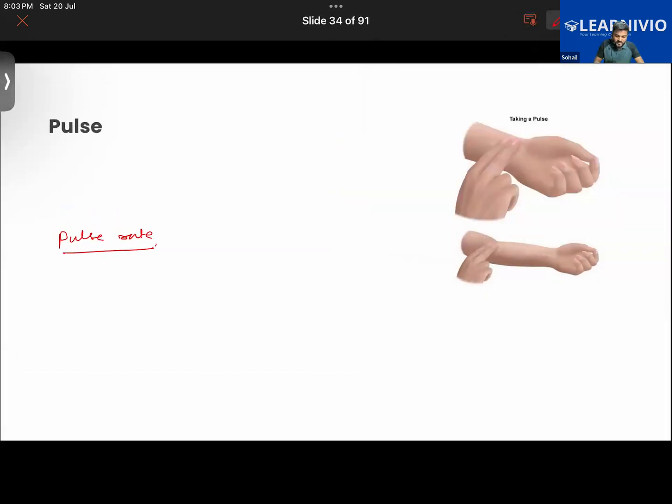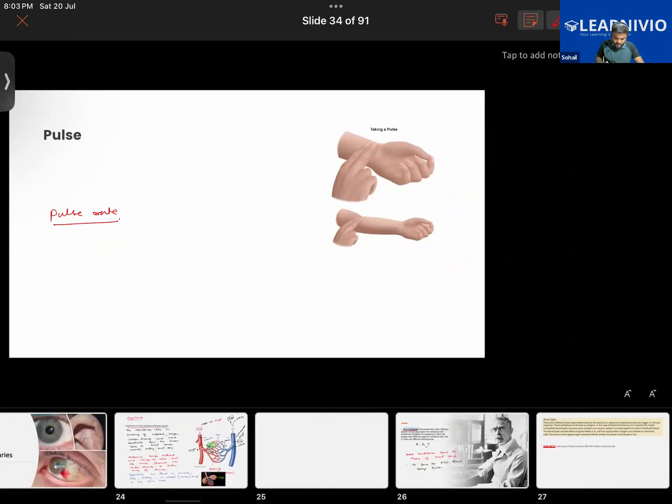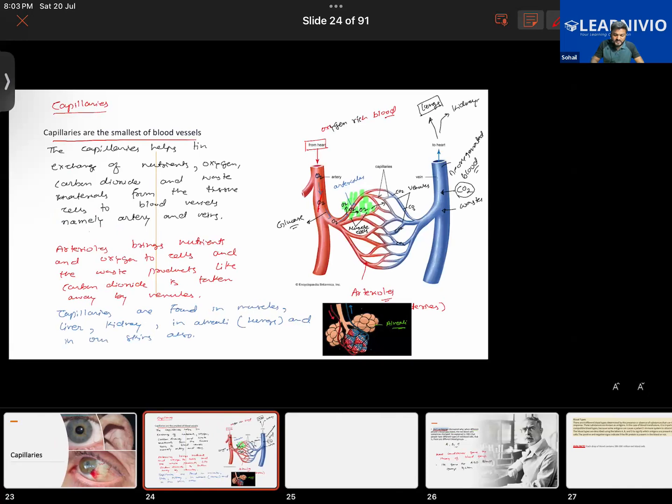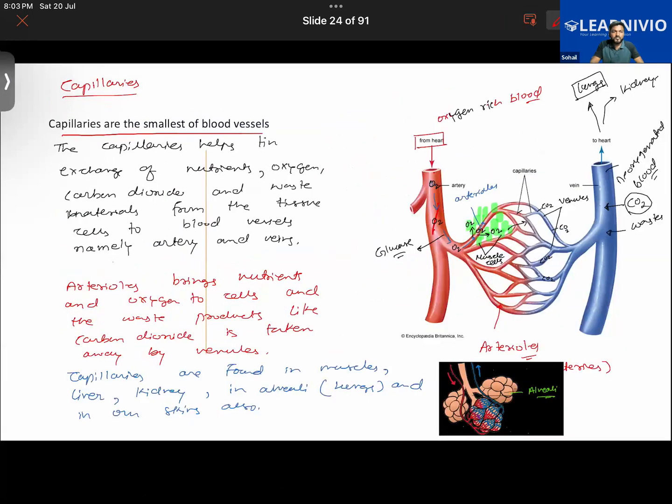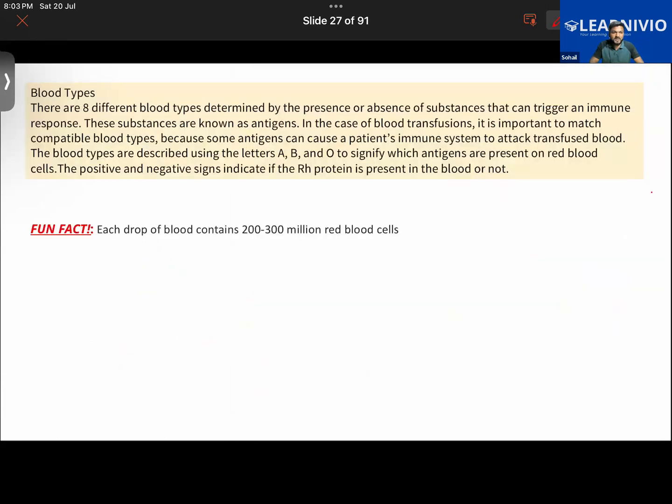So from here we'd be continuing, but before that, you would be required to take notes. Up to capillary, everyone was done writing down, no? Did you write about these points also, about Karl Landsteiner? What was the major work of Karl Landsteiner? Creating the ABO blood group. Very good. The ABO blood group system was given by him, and he also received the Nobel Prize for that.